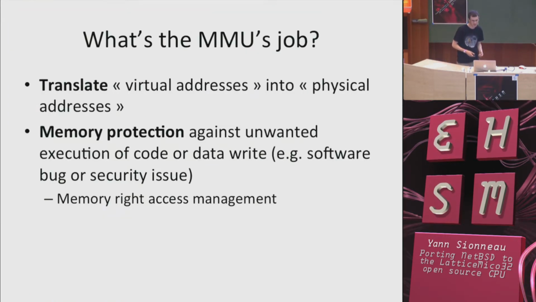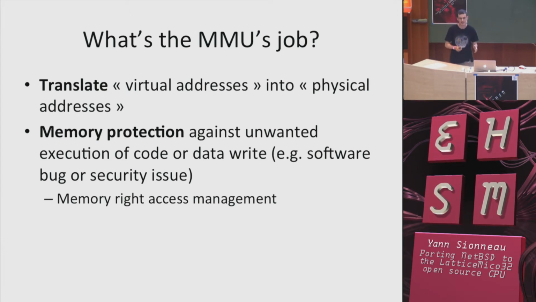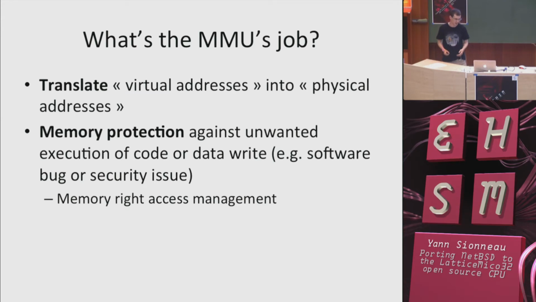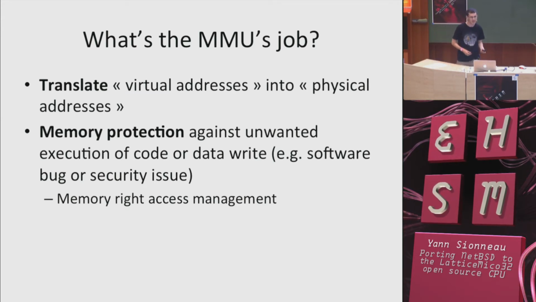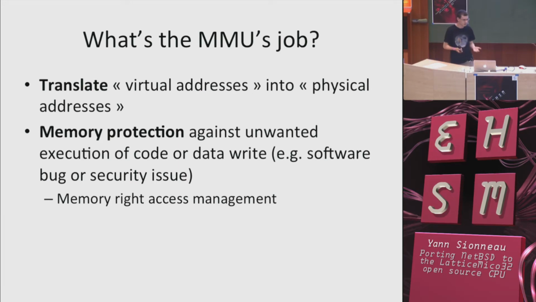So what's the MMU's, or memory management unit's, job? As I said, it's translating. It translates a virtual address to a physical address. Okay, it's not only doing this, it's also doing memory protection. It allows the CPU to read or write memory, but it can deny access. So with this hardware block, you can deny a write to a read-only address, for instance, or you can deny execution of a memory block. And it's useful to prevent software bugs or security issues.